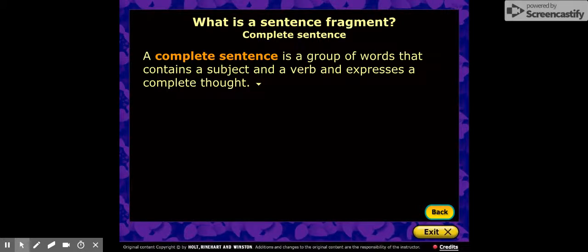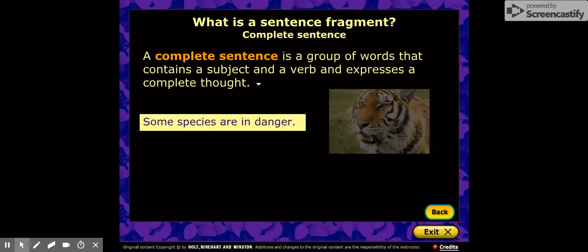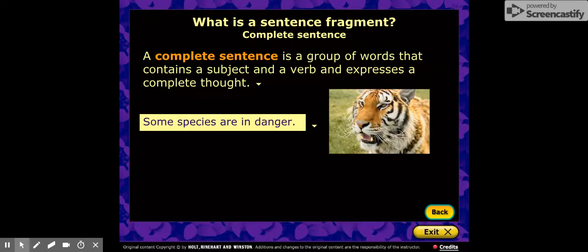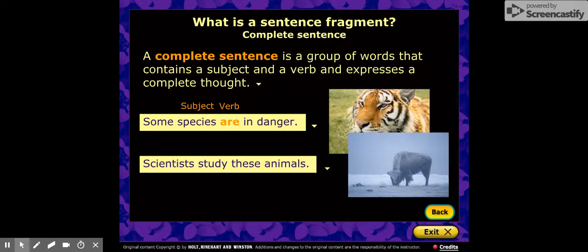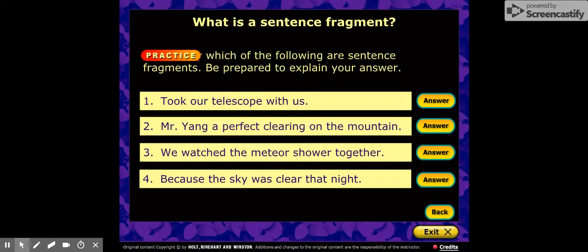So a complete sentence is a group of words that contains a subject and a verb and expresses a complete thought. Some species are in danger. We have our subject and the verb. Scientists study these animals. Again, we have a subject and a verb. So what are the two parts of a complete sentence?